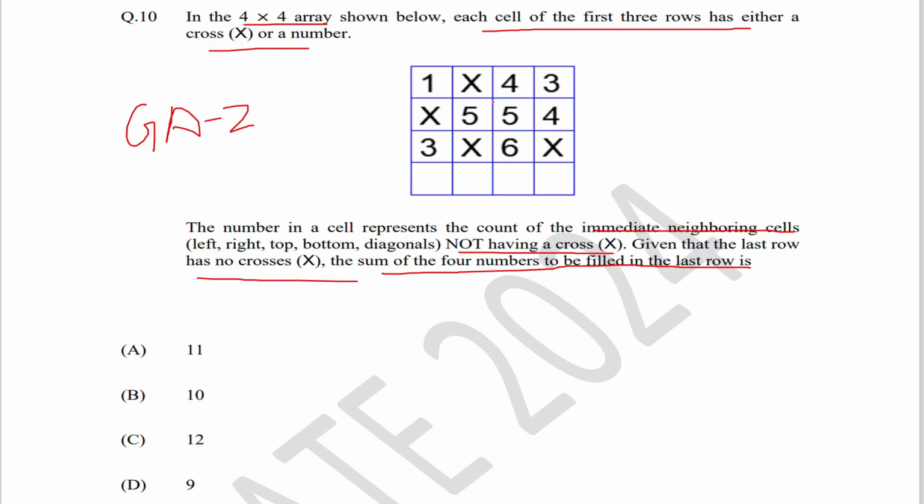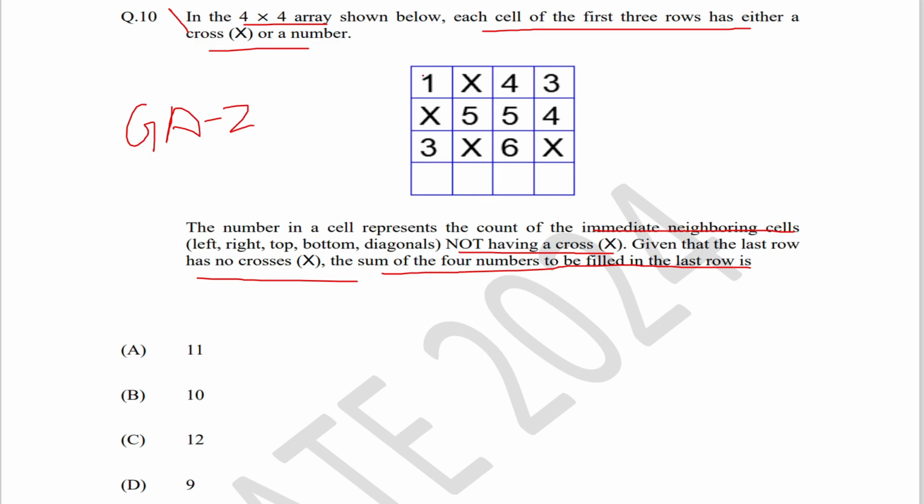So here they have given a 4 cross 4 array and each cell in the rows has either a number or a cross in it. The last row will not have a single cross. They will be filled with numbers. They have asked for the sum of the last row.